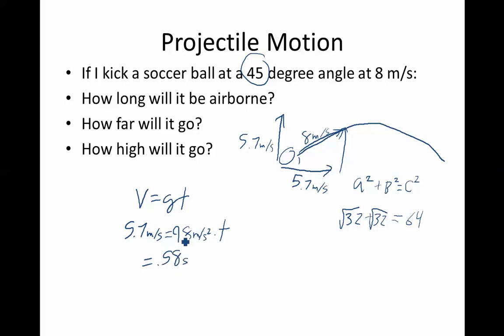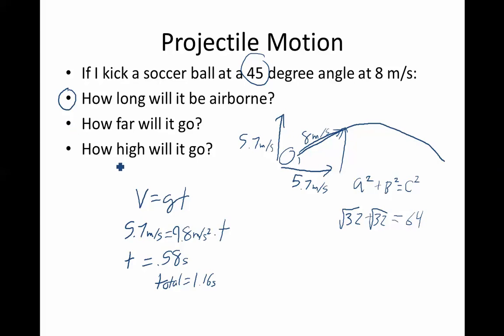What I did is I divided both sides by 9.8 to get 0.58 seconds. So time is 0.58 seconds, a little bit longer than half a second going up. I'm also going to say the total time airborne is 1.16 seconds. Now, that's just 0.58 times 2. If it took 0.58 seconds going up, it's going to take 0.58 seconds coming back down, so a total of 1.16 seconds. That's how long it's going to be airborne.